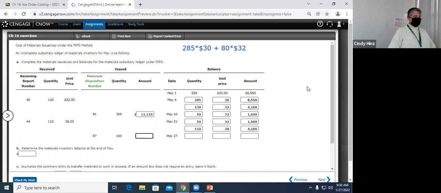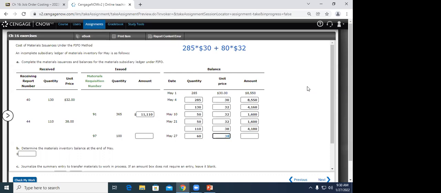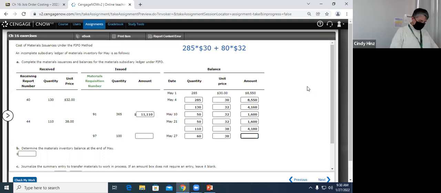Of those 160 units, 100 are requested for production as of May 27th. So we had 160, but we just moved 100 out, so we have 60 left. What's the price of those 60 units we have left? $38. Yeah, because we're using the FIFO method. So we use the older ones, first in, first out. We use the older ones and keep the newer ones.